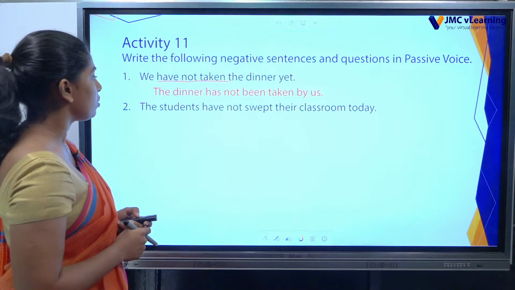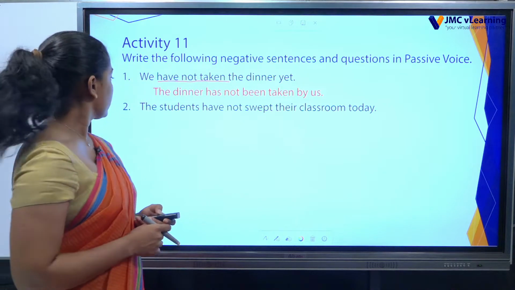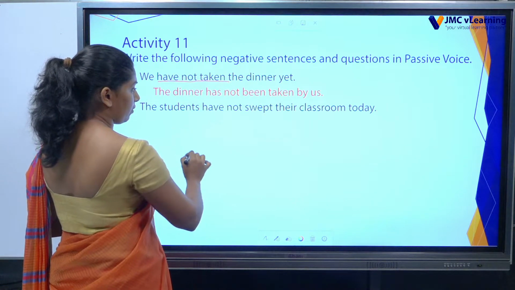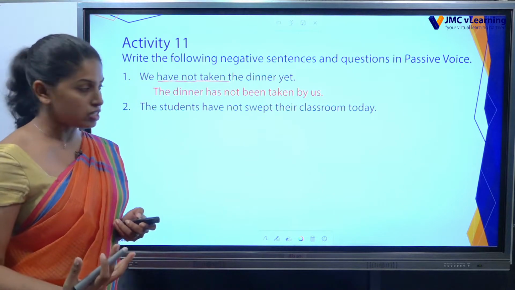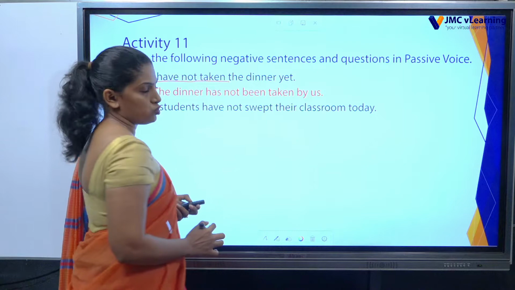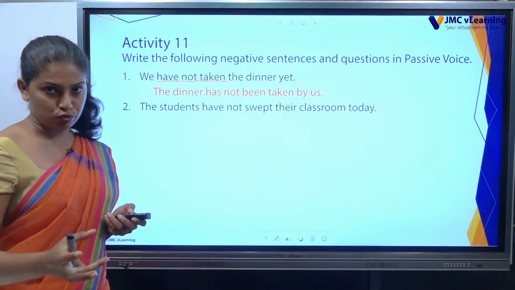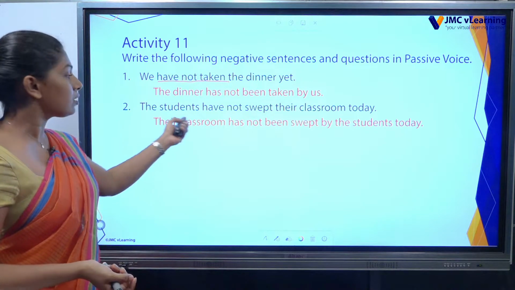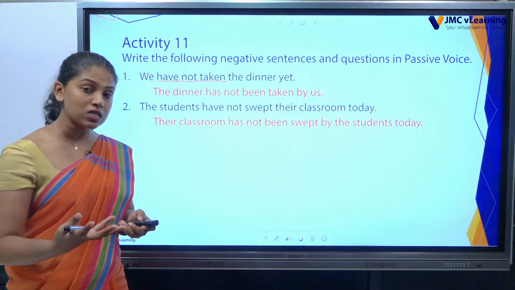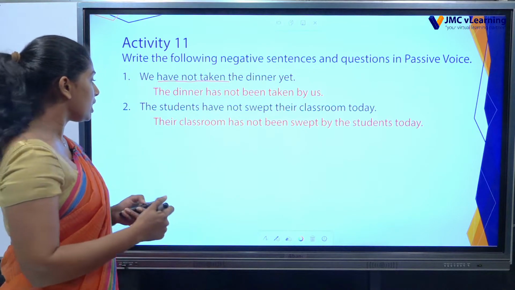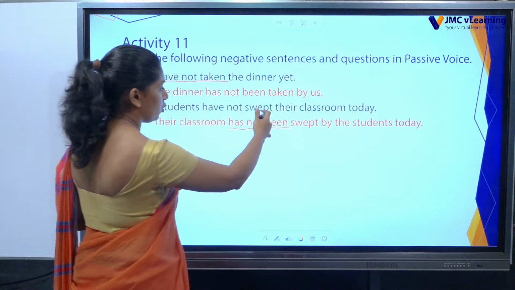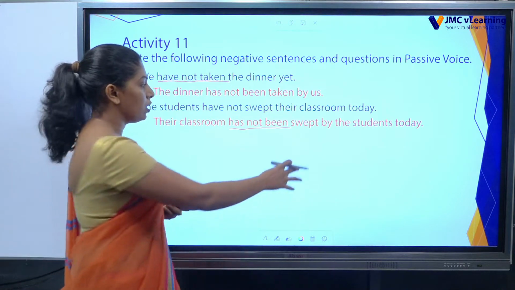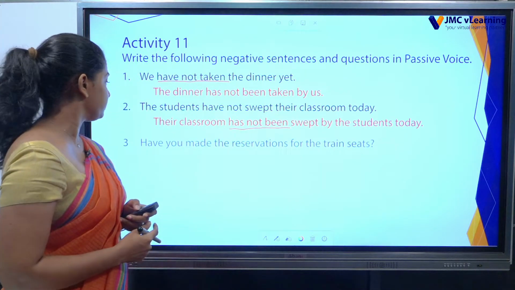The students have not swept their classroom today. The students, that is subject, plural, so we have to take have, not is given to make it negative. Swept their classroom today. So what is the object here? Their classroom. So when we are writing passive voice negative one, first we have to write that. Their classroom, that is the object. Now their classroom is a singular thing. So their classroom has not been, we have to make the negative, has not been swept by the students today. So the verb past participle is given here.